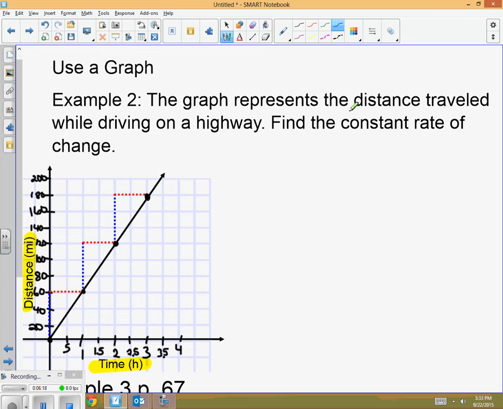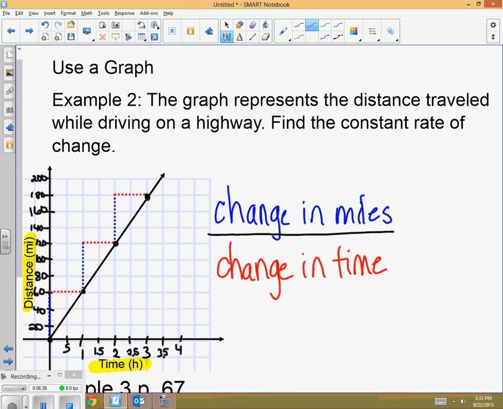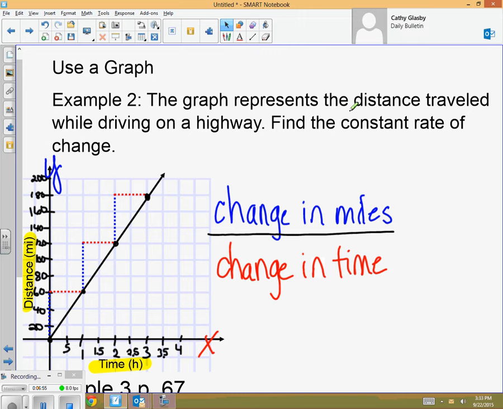So I'm going to write that down. We have the change in miles. Please be taking these notes as I write them down. And we're going to divide the change in miles by the change in time. And the reason why we're comparing this is because this is going to help us understand the graph a little bit better. Miles is the y-axis, and time is on the x-axis, and that will become important in the next few chapters coming up.